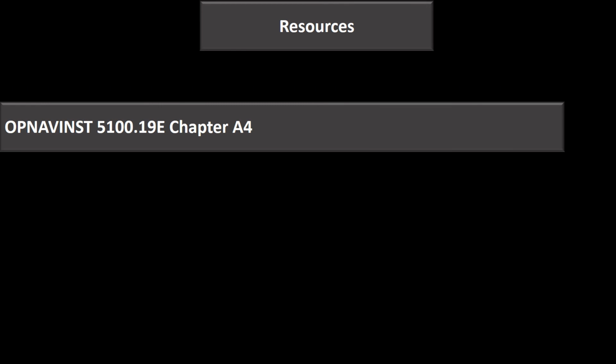All right, this wraps up this presentation. Again, this is coming from your Navy Safety and Occupational Health Afloat, the OPNAV 5100.19E, and this is Chapter A4, Hazard Control and Abatement. As always, I hope this is helping you out, and keep studying.